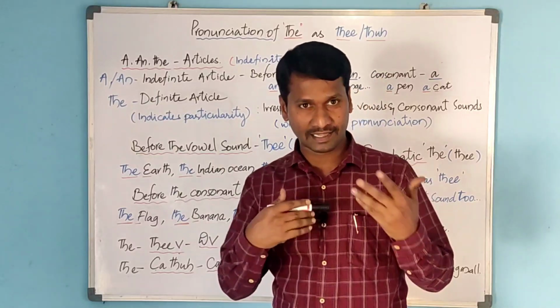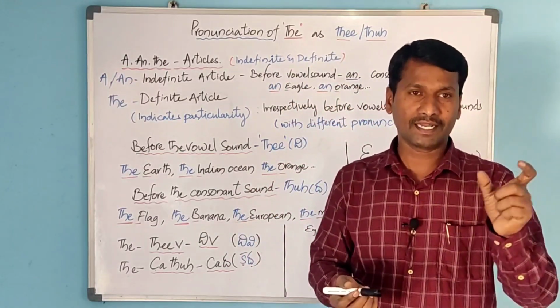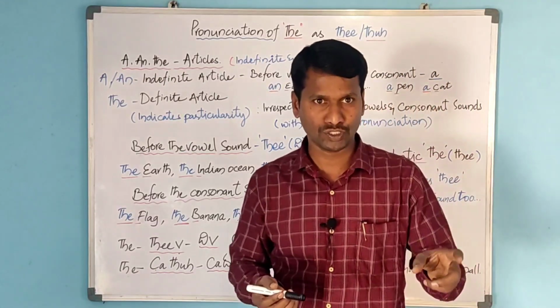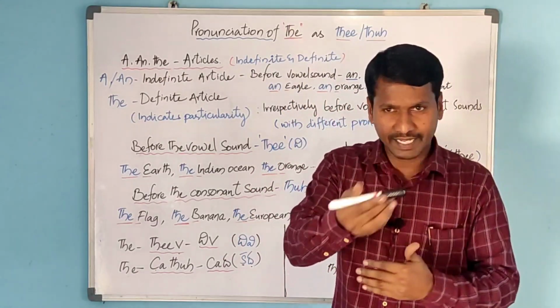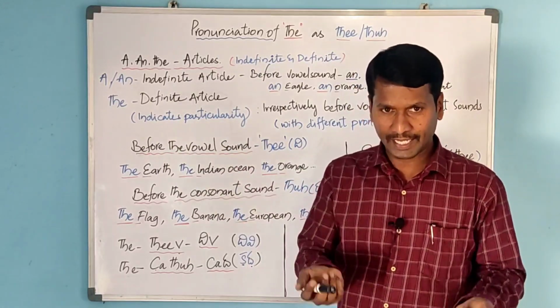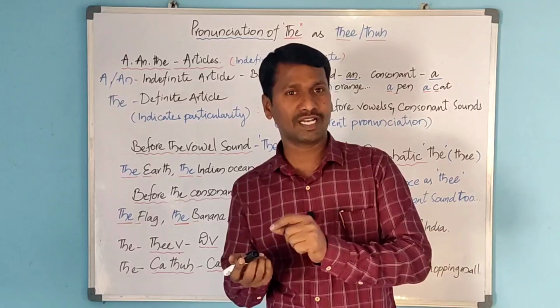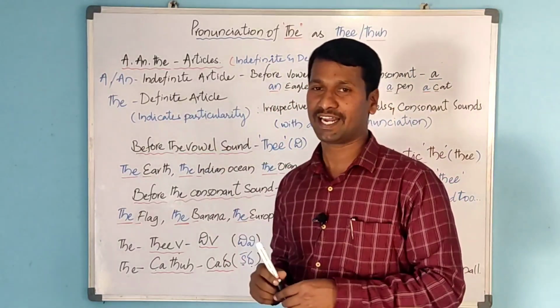Here, the definite article "the" is used with particularity, like before the names of mountains, rivers, and oceans. We have some of them, so there we will use the definite article "the". Likewise, the indefinite article is used before the vowels as "an" and before the consonants as "a". What about the definite article then?